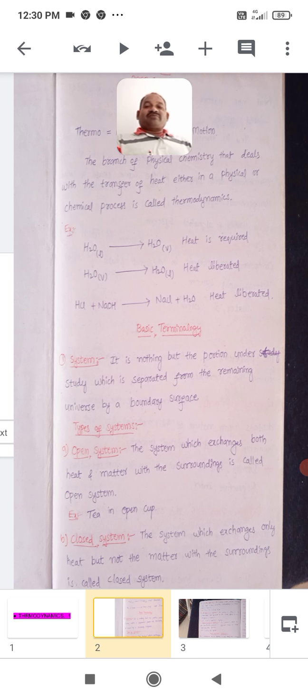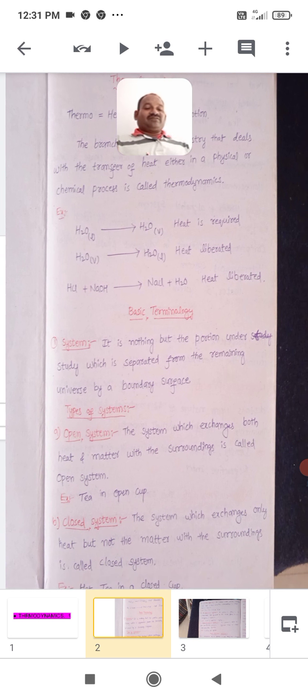What is the basic terminology in thermodynamics? First of all, what is the system? It is nothing but the portion under study which is separated from the remaining universe by a boundary surface.